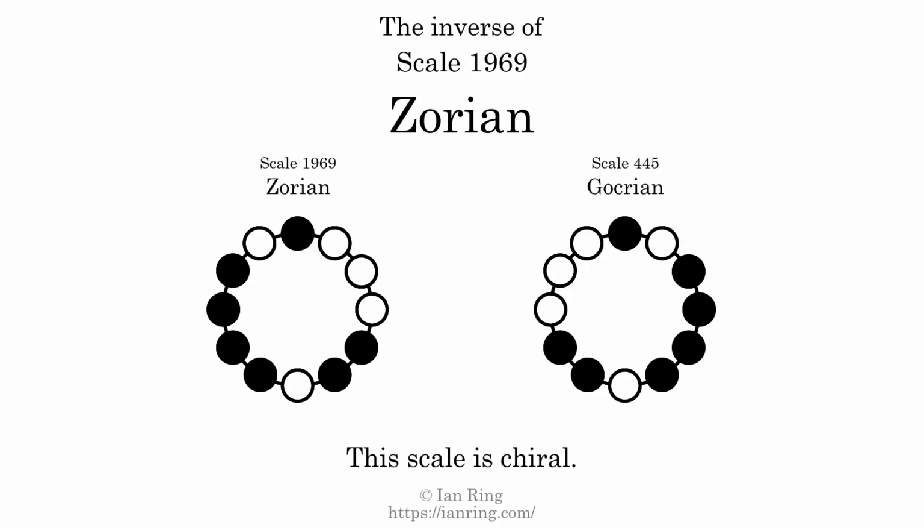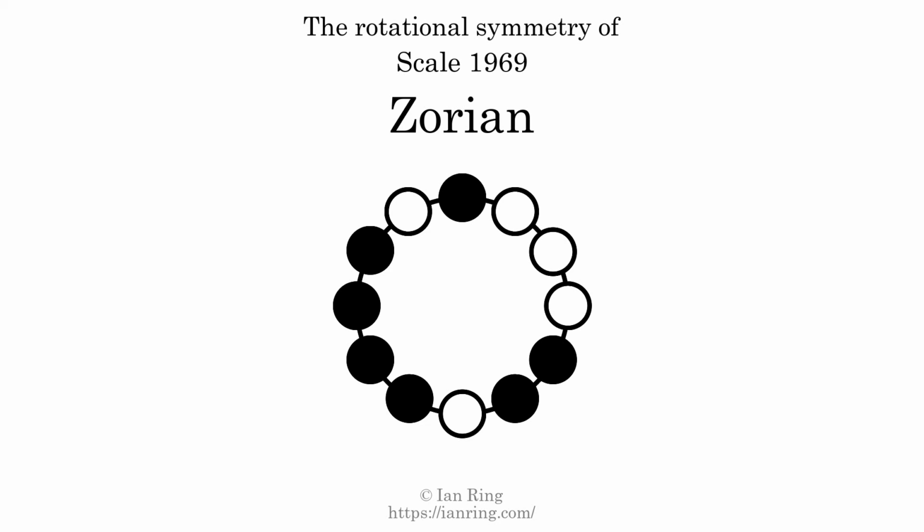The inverse of a scale is a mirror image. It is what you get when the sequence of intervals is reversed. The inverse of this scale is scale 445, also known as Zorian. This scale is chiral. It cannot transform into its inverse by rotational transformation. This scale has no rotational symmetry.